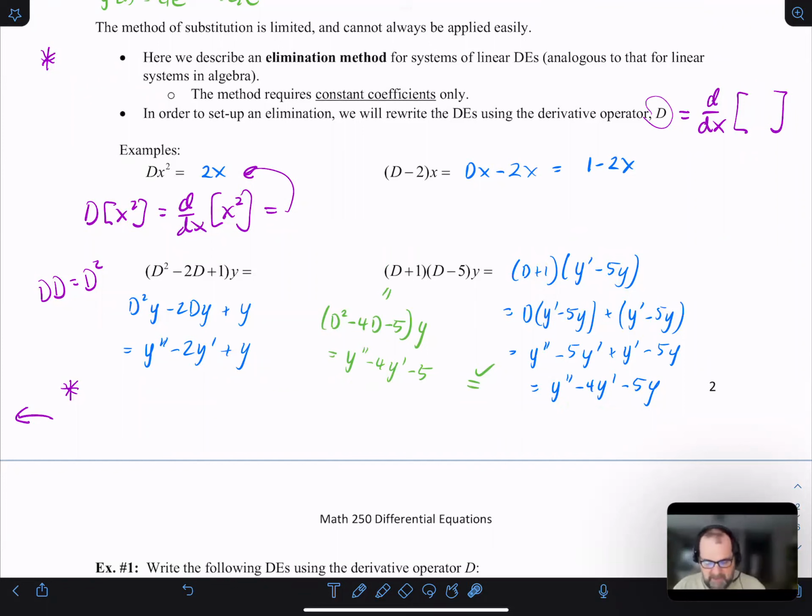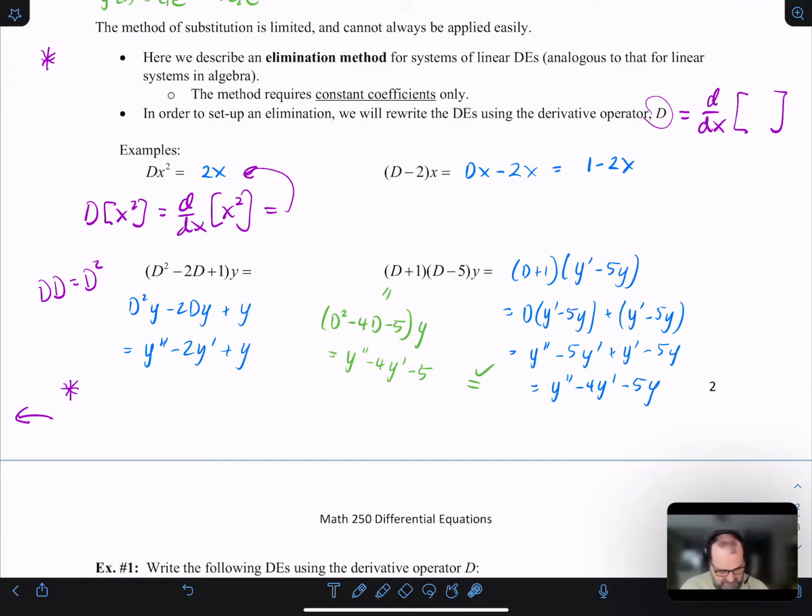The big picture here is it turns out that this sort of thing works as long as we only have constant coefficients that we're dealing with. We cannot have functions of the independent variable, probably a function of t here. You cannot have those, because then this idea of doing algebra with differential operators starts falling apart and does not work. All right, so here's a little example for you to try, an example to practice with the differential operator.